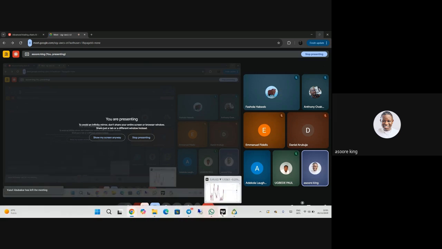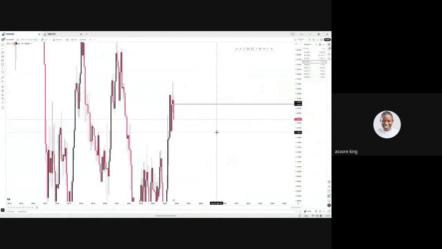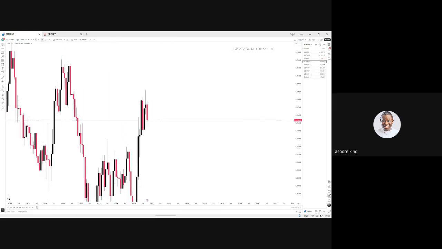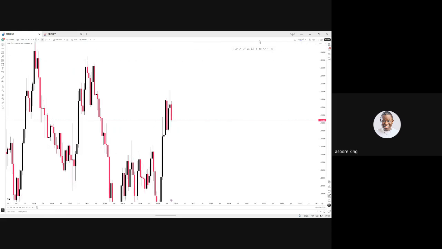Okay, now let me clear everything on EURUSD also. EURUSD, I don't know what EURUSD is doing. EURUSD is bearish too. Mind you, this is like the last 2 months, and this last month that just ended. It's coming from a resistance level. It's coming from this place.